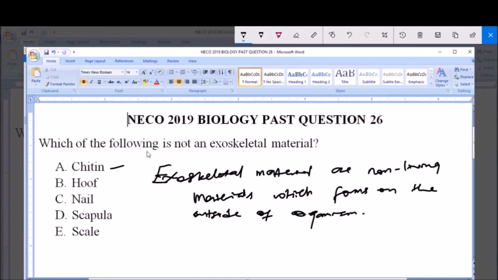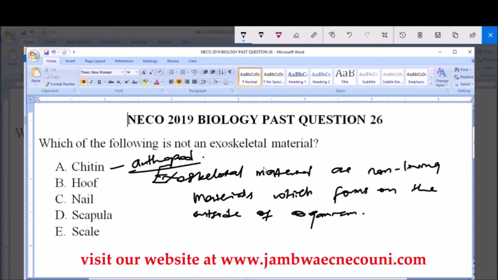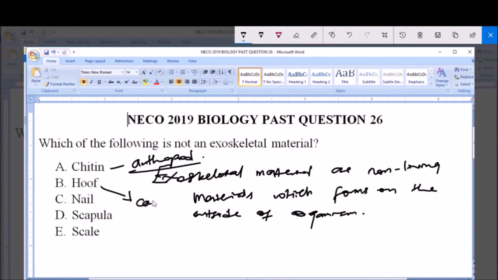Now, A says chitin. Like you know, chitin is found on the outside of the arthropods, that is the insects. You find chitin on the outside of insects. This chitin helps to protect these insects. Then B says hoof. You find this hoof on the legs or the foot of farm animals, like the cattle, the sheep, the goats, and the horses. You will notice that they are non-living materials, and they're actually located on the outside.